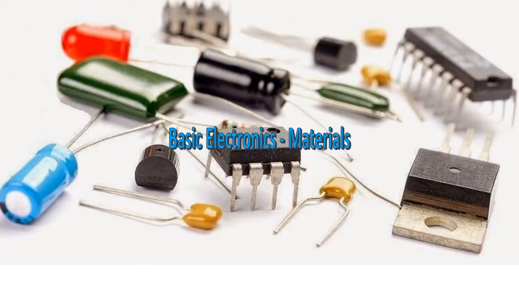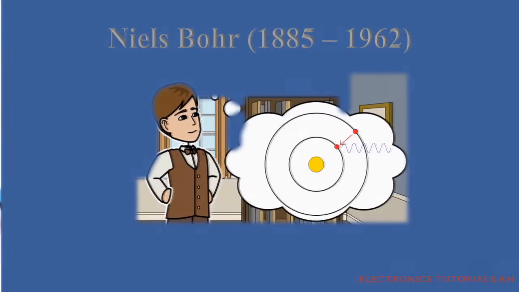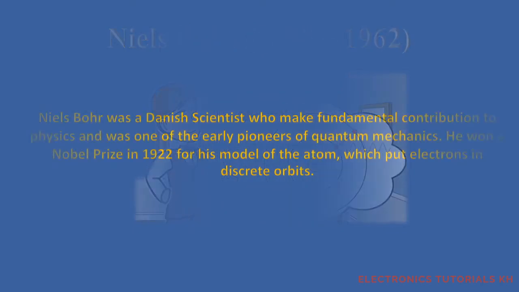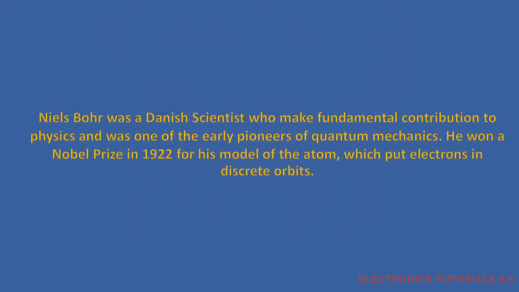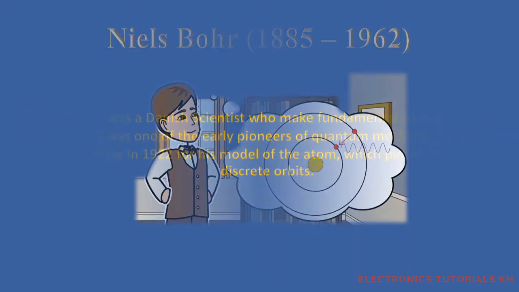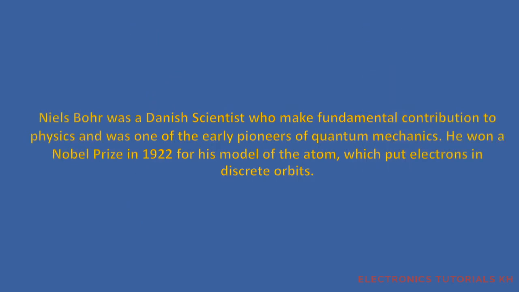Today we are going to learn about basic electronic materials. Matter is made up of molecules, which consist of atoms. According to Bohr's theory, Niels Bohr was a Danish scientist who made fundamental contributions to physics and was one of the early pioneers of quantum mechanics. He won a Nobel Prize in 1922 for his model of the atom, which put electrons in discrete orbits.